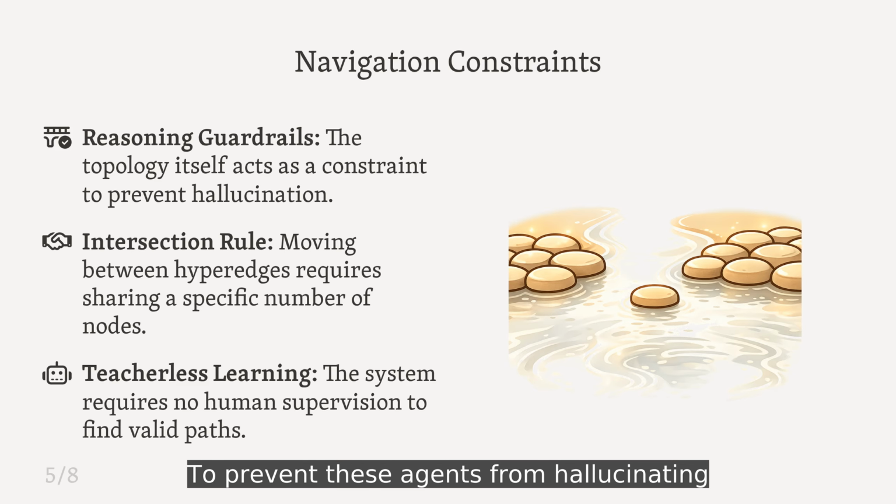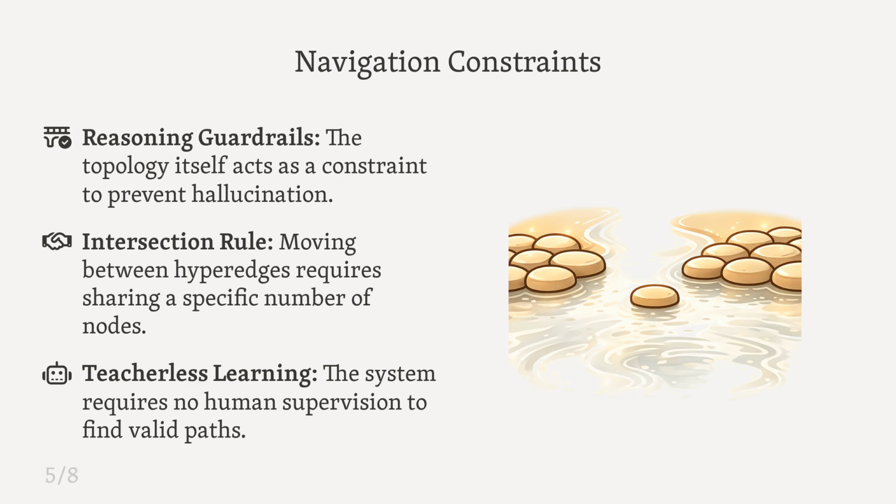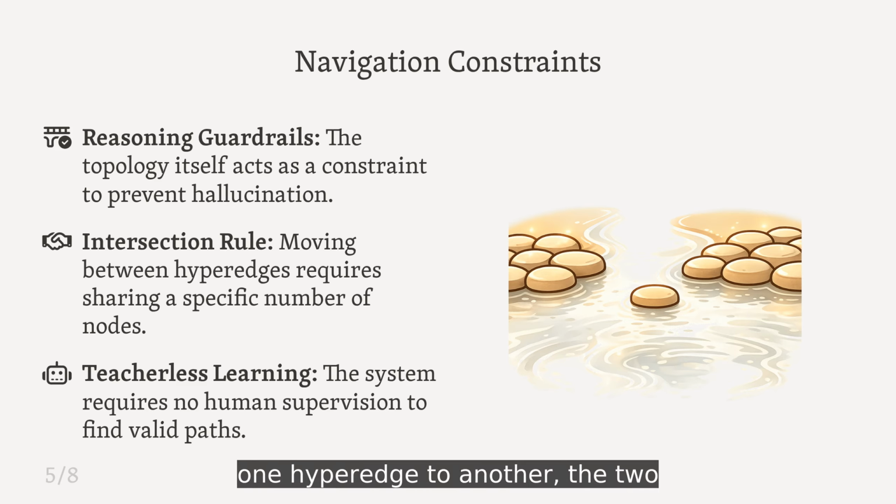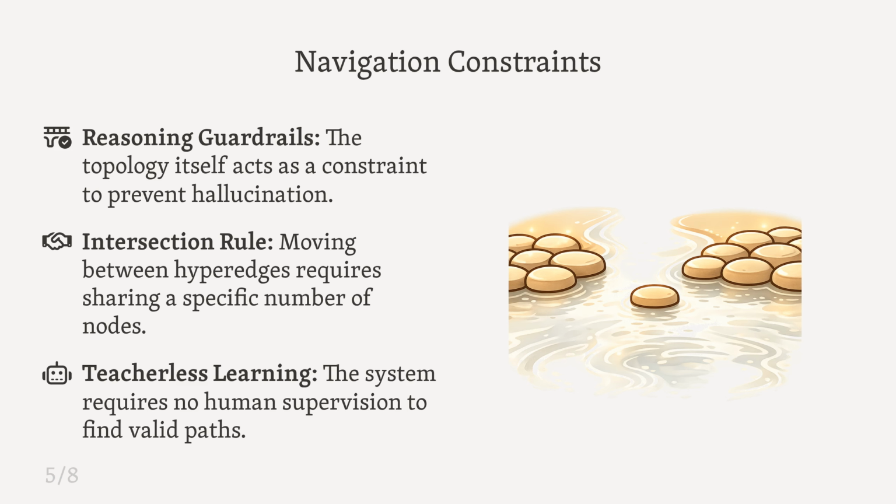To prevent these agents from hallucinating or making weak connections, the researchers implemented strict navigation rules. The most critical is the node intersection constraint. For an agent to jump from one hyperedge to another, the 2 events must share a specific number of nodes. This ensures that every step in the reasoning chain is grounded in a strong, overlapping scientific context.